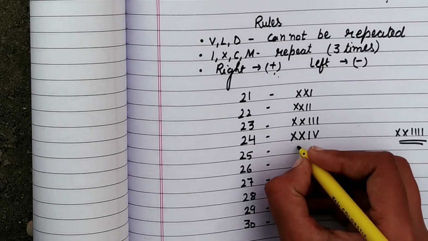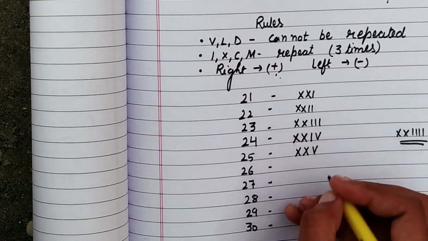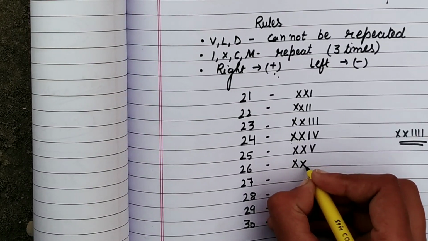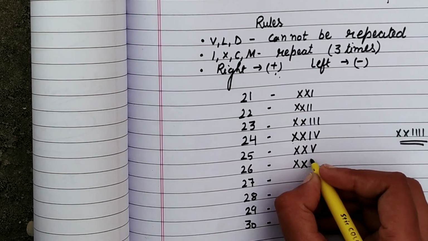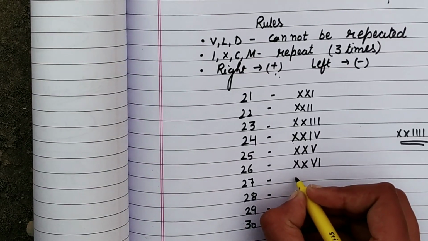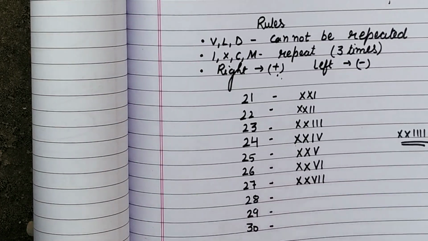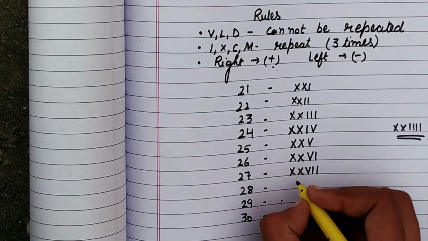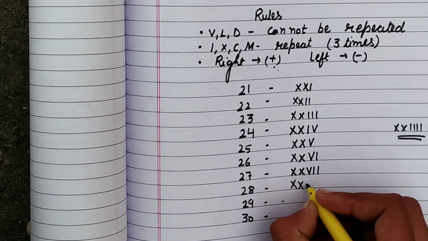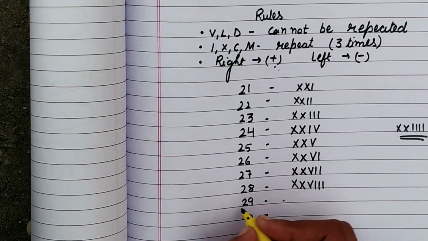Then here is 25. Similarly, I can write this 20 and 5. 26: 6 means V plus 1. That means 5 plus 1, 6. 27. Fine. Then it is 28. Fine. Then the next number.